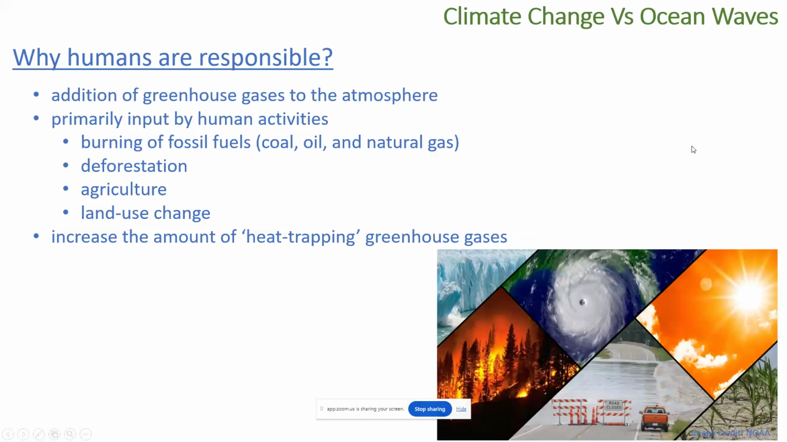How exactly are humans responsible? It is due to the known fact that this climate change happens because of addition of greenhouse gases to the atmosphere, and also it is identified the main input is due to various human activities like burning of fossil fuels, coal, oil, natural gases, and also due to clearing of forests and due to various agricultural practices and land use change. All these increase the emission of greenhouse gases, which enhances heat trapping, resulting in high temperatures globally.